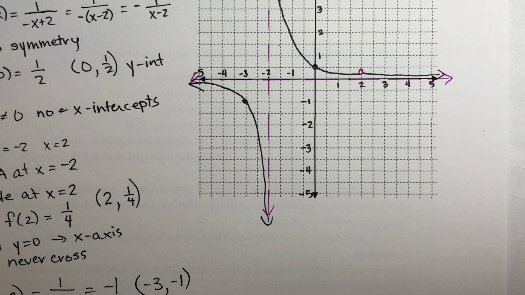On the next problem, we're going to talk about that particular weirdo called the slant asymptote.